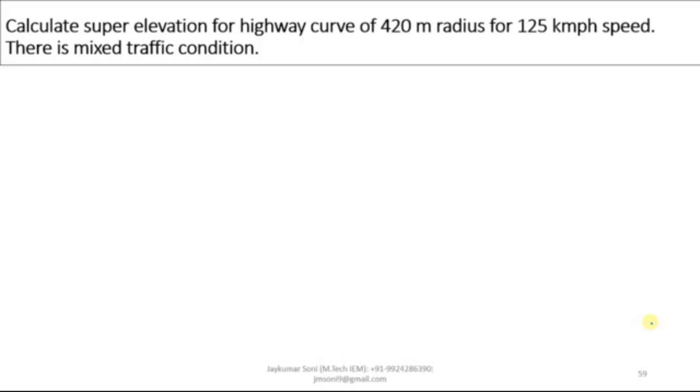Let us read the example statement. What is being written? Calculate super elevation for a highway curve of 420-meter radius, for 125 kmph speed. There is mixed traffic condition. Let us make a small change. We will try to take 450 meters instead of 420 meters for the efficient and easy calculation.